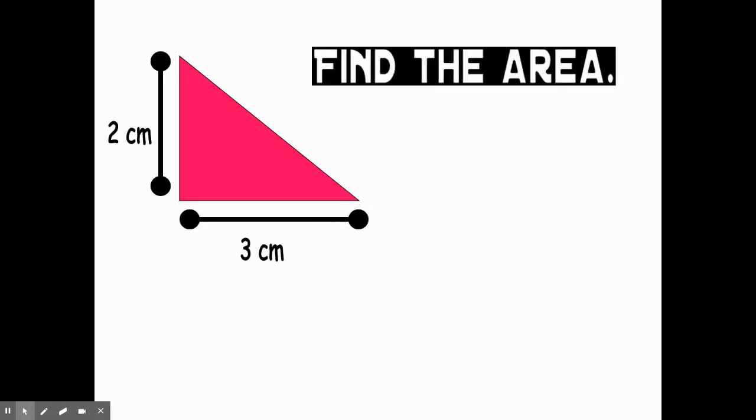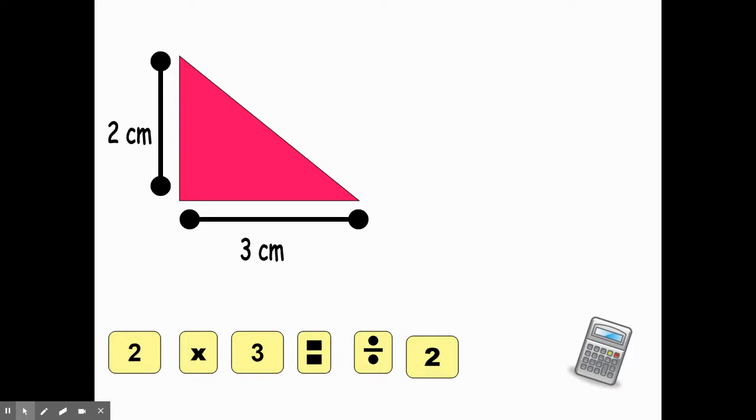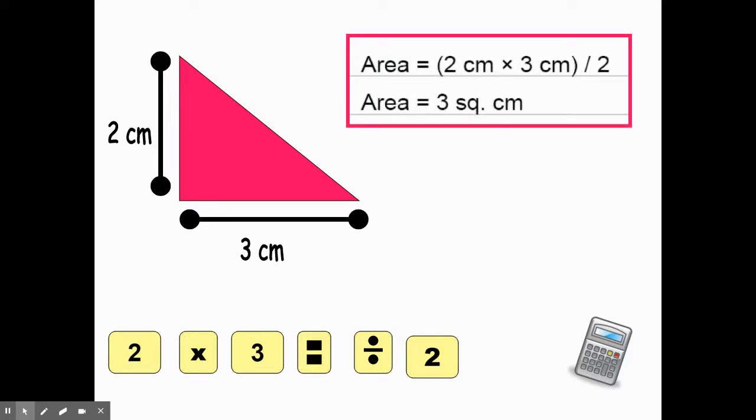The next one, we have a right triangle here that has a base of 3 and a height of 2. If you multiplied 3 times 2 on your calculator, you would end up with 6. And then 6 divided by 2 would be 3. So your area would be 3 square centimeters.